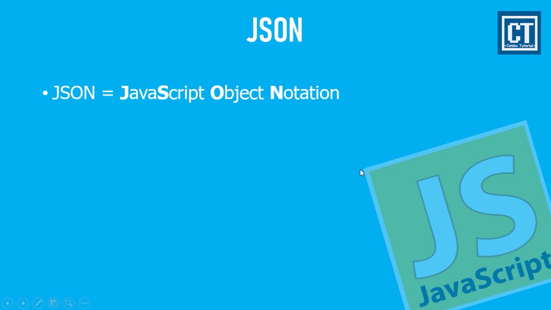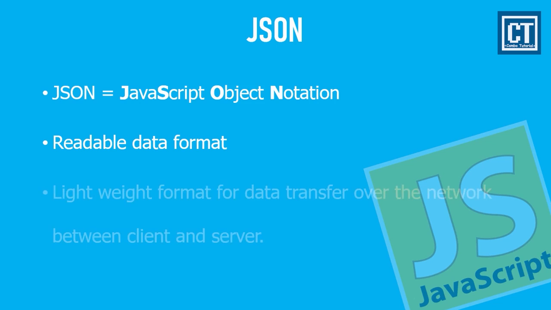JSON stands for JavaScript Object Notation, which is a readable data format usually used to transfer data between the server and the client side via the API endpoint and used with AJAX. It is lightweight to send data back and forth, so it can enhance performance when we transfer data over the network.